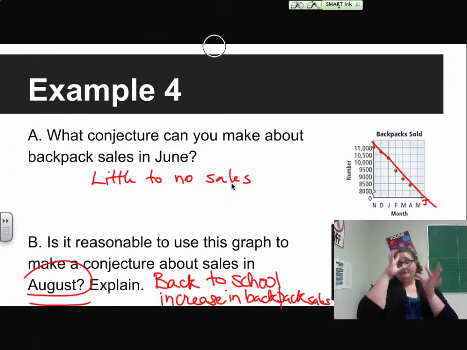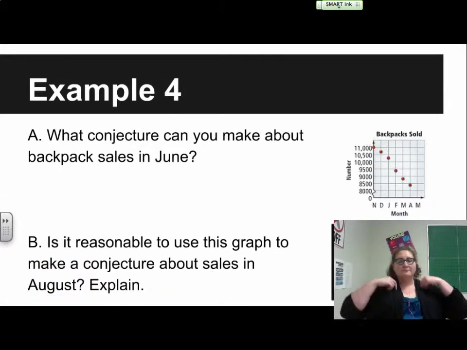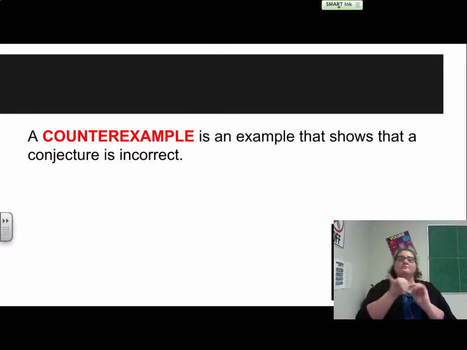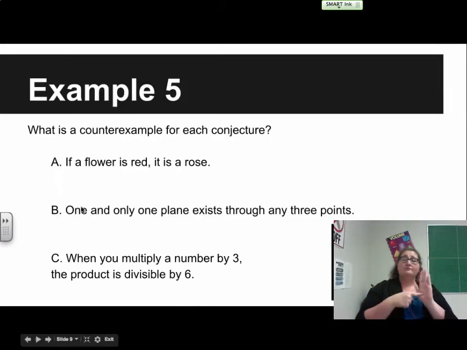So sometimes conjectures, even though they work, they don't work long term. A counterexample is an example that shows that a conjecture is incorrect. That would be like the August backpack sales. Okay, on the next one it says, what is a counterexample for each conjecture?